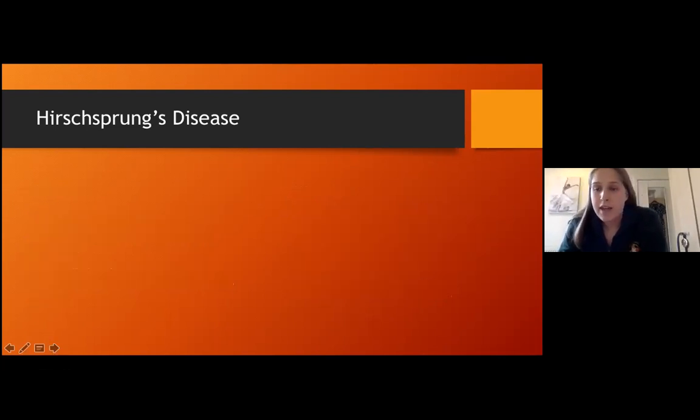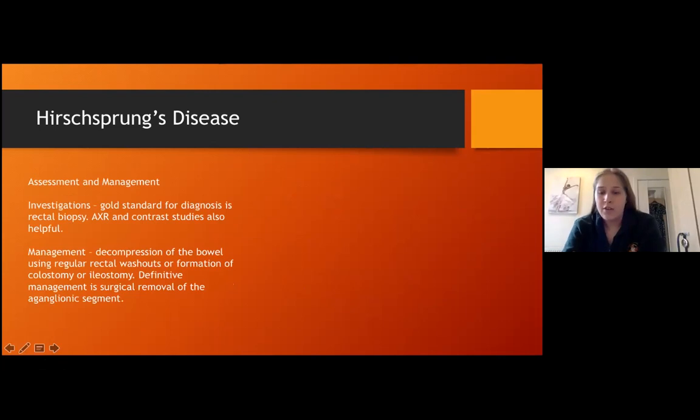Does anyone know the gold standard diagnostic tool for Hirschsprung's? So the main investigation you're going to want to do. We've got biopsy of the bowel. Yeah, perfect. So yeah, your gold standard for diagnosis is a rectal biopsy, and that will show you this absence of ganglionic cells, which is what Hirschsprung's is. You may also do an abdominal X-ray and contrast studies, but it's the biopsy that's going to definitively diagnose it.